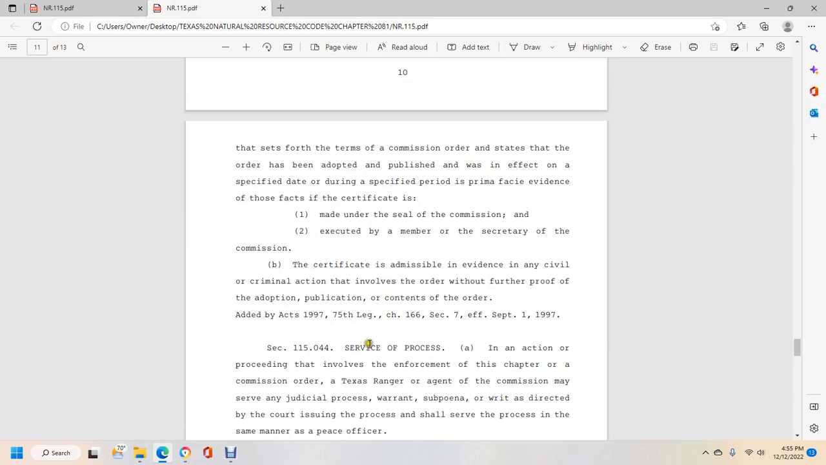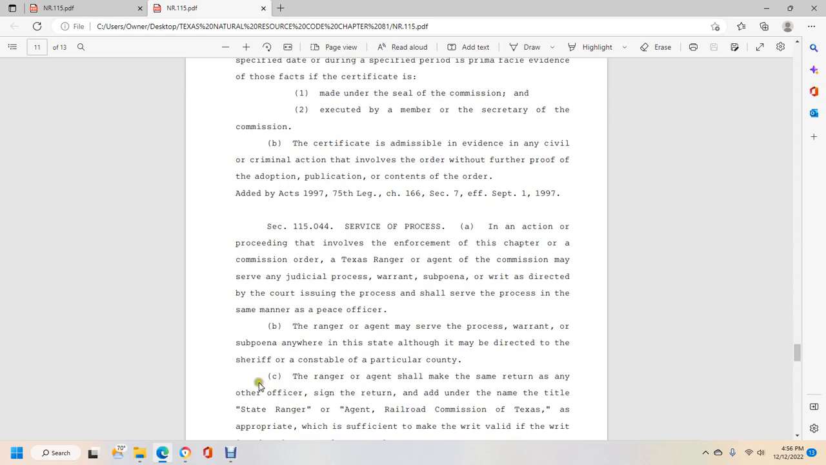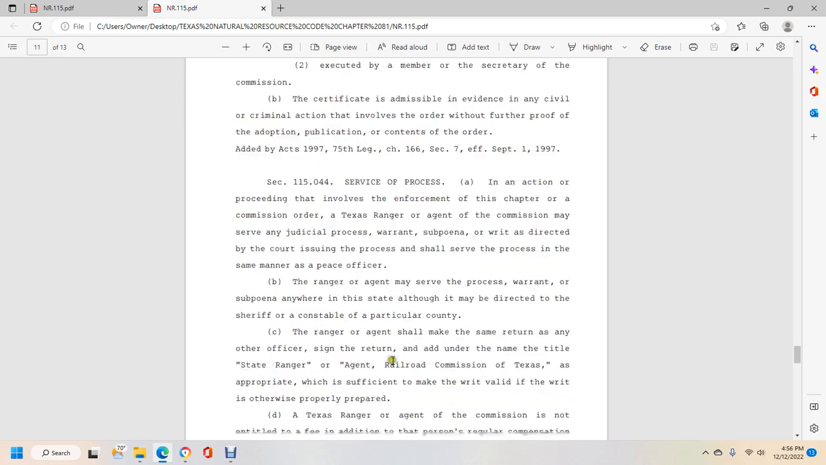Section 115.044, service of process in an action or proceeding involved with the enforcement of the chapter or a commission order. A Texas Ranger agent of the commission may serve the judicial process, warrant, and subpoena with the director of the commission. The court issuing the process shall serve it in the same manner as a peace officer. A ranger agent may serve the process, warrant, or subpoena anywhere in the state, although it may be directed to the sheriff or constable of the particular county.